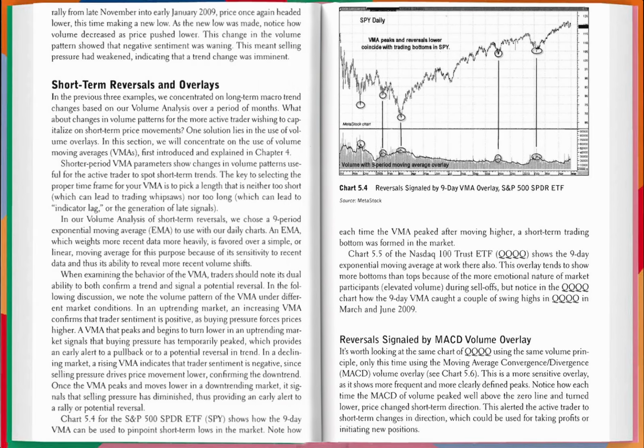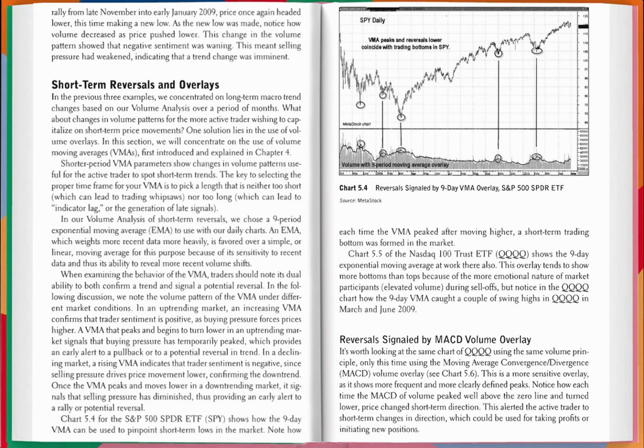The consistently high volume in October and November 2008 confirmed that negative sentiment toward XLI was still very strong. After a brief rally from late November into early January 2009, price once again headed lower, this time making a new low. As the new low was made, notice how volume decreased as price pushed lower. This change in the volume pattern showed that negative sentiment was waning. This meant selling pressure had weakened, indicating that a trend change was imminent.